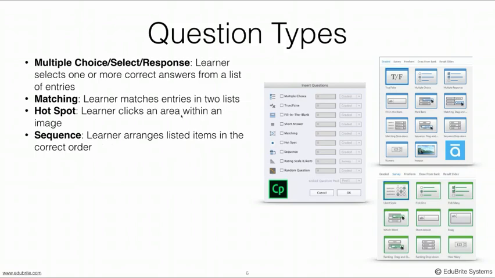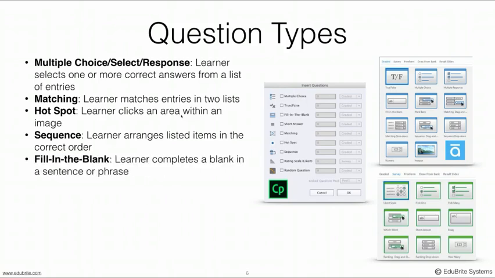Sequencing is pretty obvious, but that's when the learner arranges the listed items in their correct order. This is useful for assessing the learner's knowledge of ordered steps of a procedure or a process. Again, it may be a drag and drop interface or an indexed list, whereby the learner chooses a number in a menu next to a choice to indicate the order numerically.